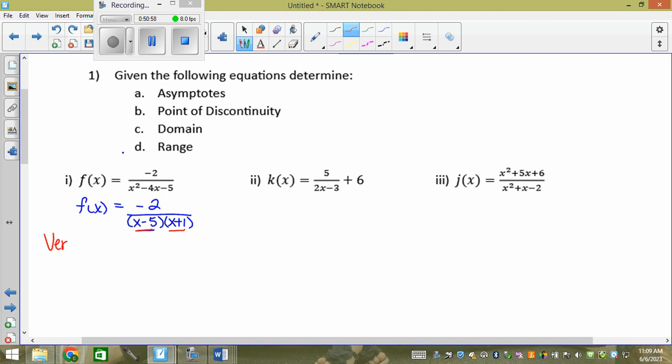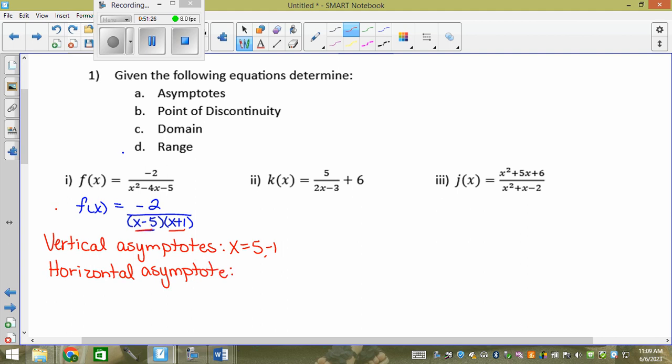So I have a vertical asymptote at x equals 5 and -1. Since it's a full fraction, I use horizontal asymptote rules, which talks about the degrees. What is the degree of the numerator as opposed to the denominator? The denominator is bigger than the numerator. When that happens, we always get what? y equals 0 every time.